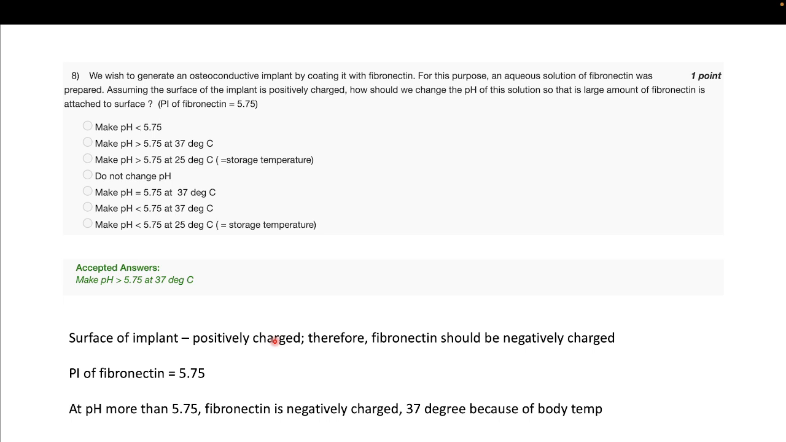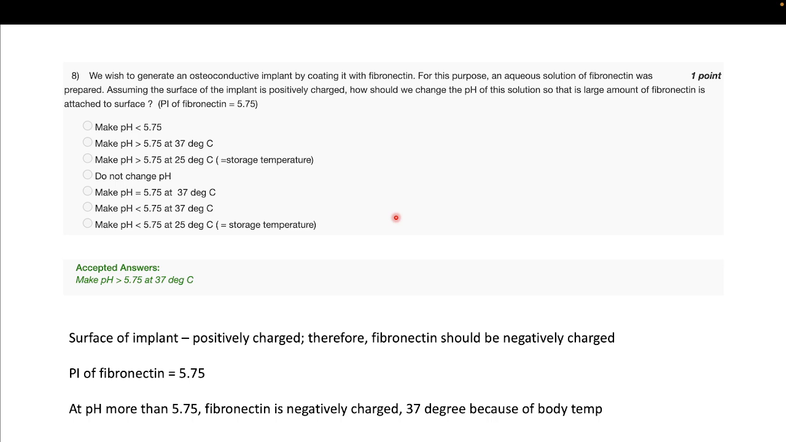So to have negatively charged fibronectin, we need the pH to be more than the isoelectric point of fibronectin. So that makes it clear that we need pH more than 5.75. And since we are going to put this implant in the patient's body, we want the fibronectin still to be coated on the implant even after it is implanted in the patient's body.